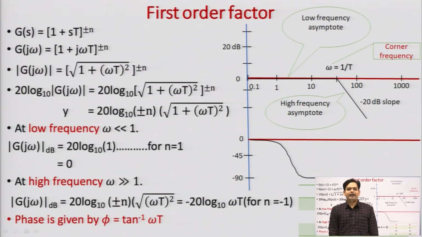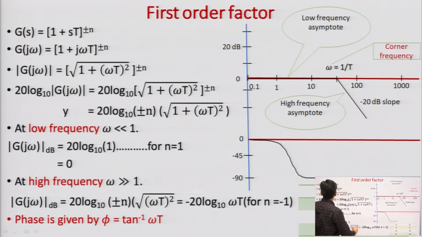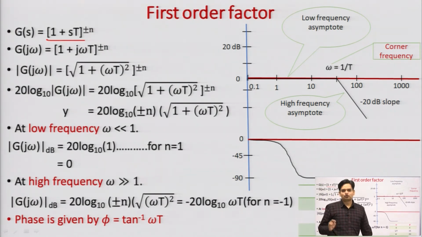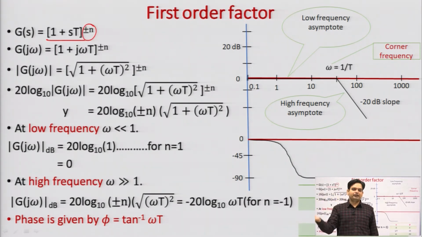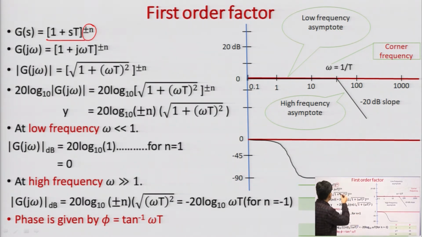Okay. Now, we would like to see how to plot a first order factor in a Bode plot. G(s) is given by (1 plus sT) to the power plus minus n. I told you, you need to convert our transfer function into time constant form, that is 1 plus sT, where plus minus n is the power. If n is positive, it means we are adding a 1 plus sT factor in the numerator, that is a zero. If n is negative, it means we are adding a 1 plus sT factor in the denominator, so it is acting as a pole.